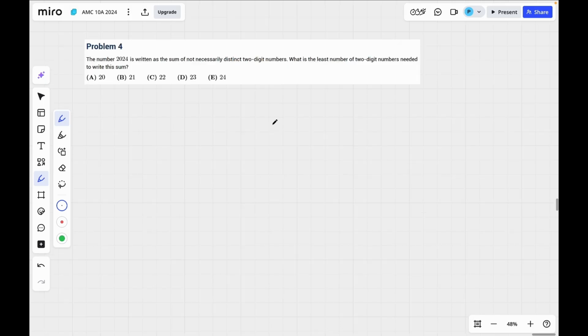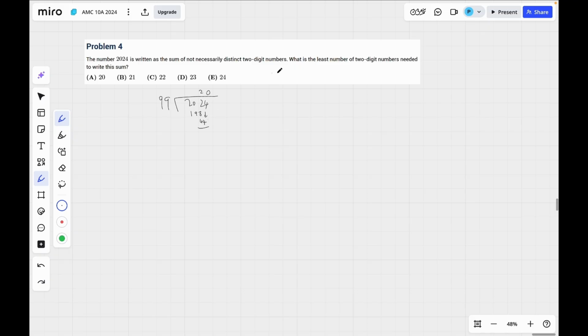Alright, let's move on to problem 4. It asks, the number 2024 is written as the sum of not necessarily distinct 2-digit numbers. What is the least number of 2-digit numbers needed to write the sum? Since we want the least number of 2-digit numbers used, let's maximize it by using 99 as many times as possible. If we divide 2024 by 99, we will get 20 with a remainder of 44.